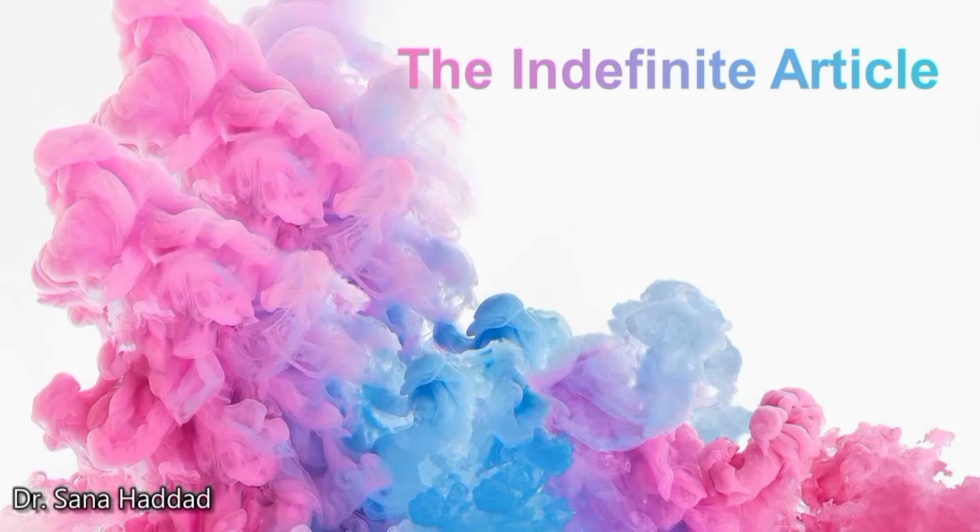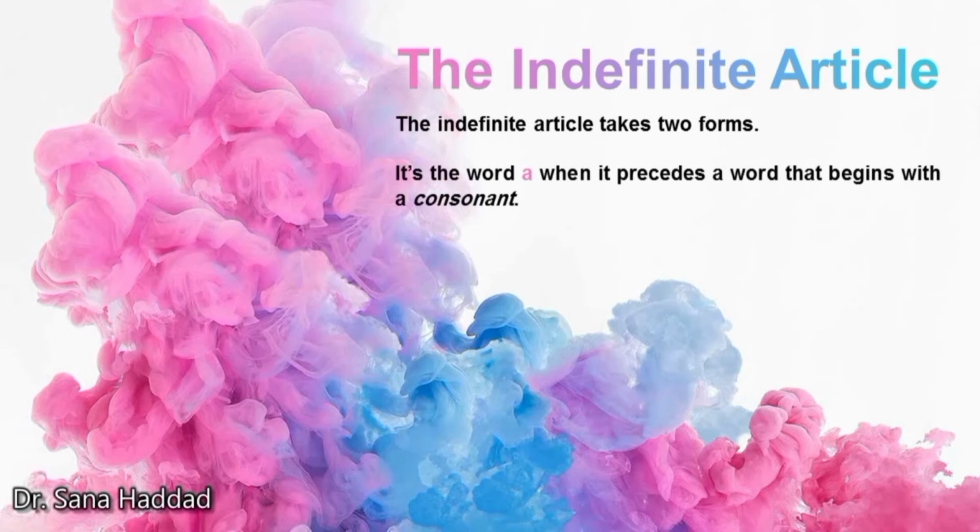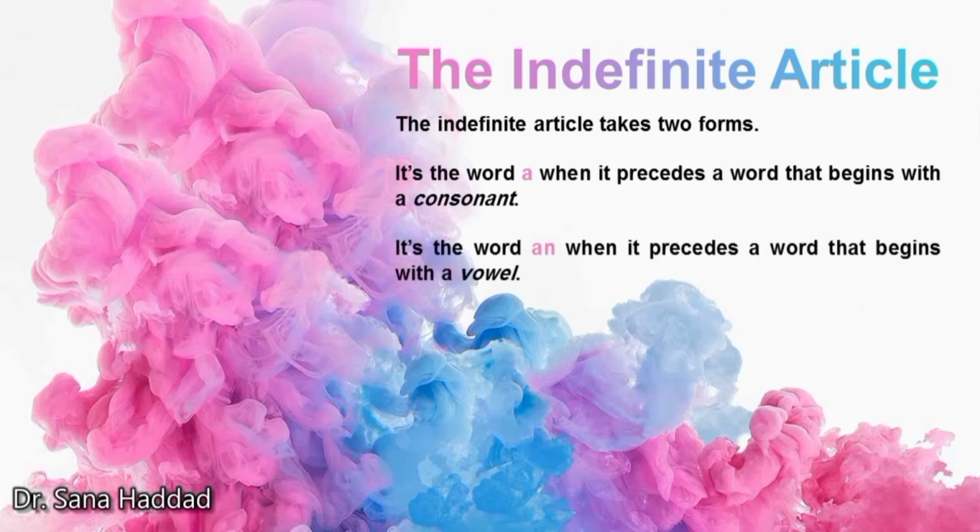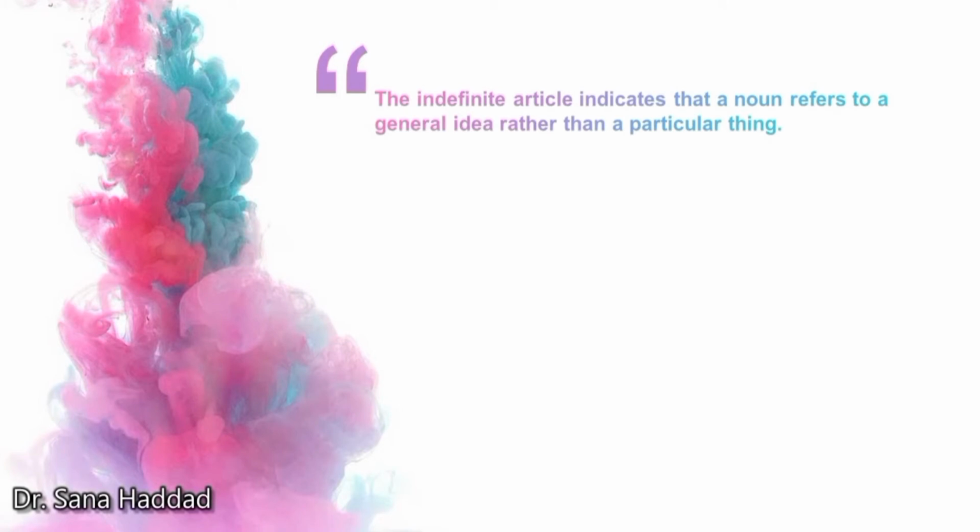The indefinite article. The indefinite article takes two forms. It's the word a when it precedes a word that begins with a consonant, and it's the word an when it precedes a word that begins with a vowel. The indefinite article indicates that a noun refers to a general idea rather than a particular thing.